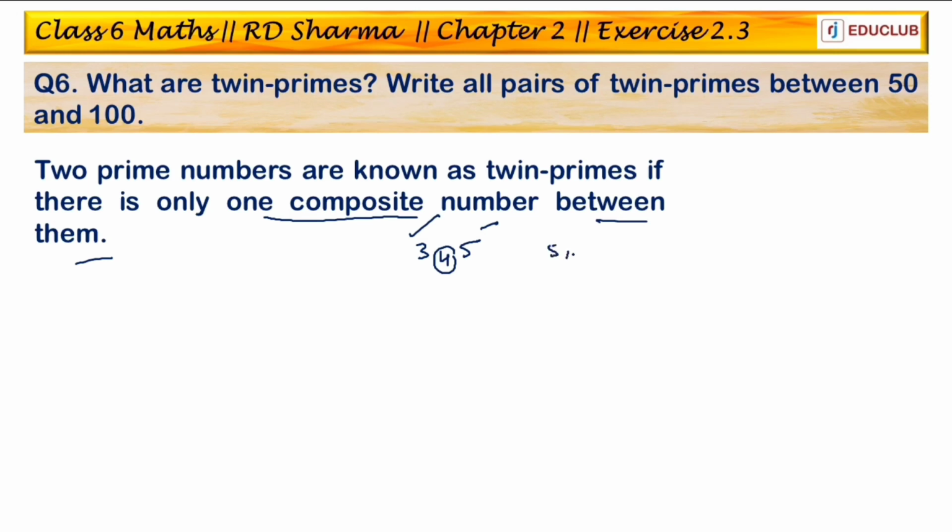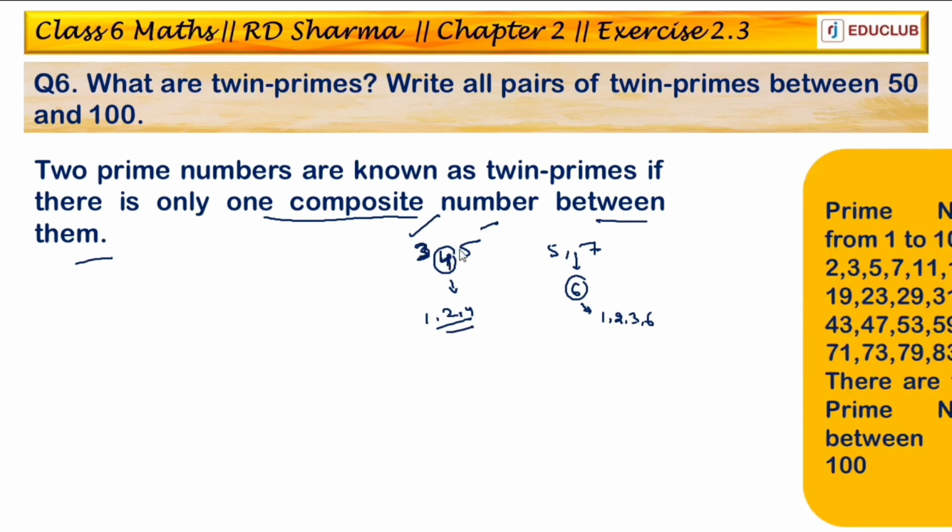5 and 7 are prime numbers, and one composite number, 6, is between them. 6 is a composite number because it has more than 2 factors: 1, 2, 3, 6. Similarly, 4 has 1, 2, 4. So these are twin primes: two primes having one composite number in between.